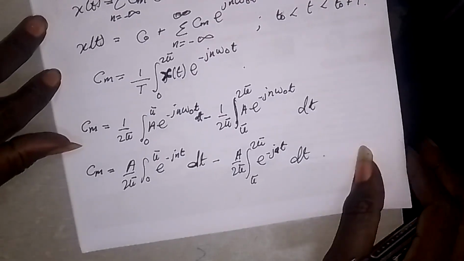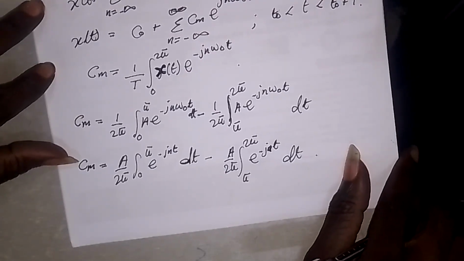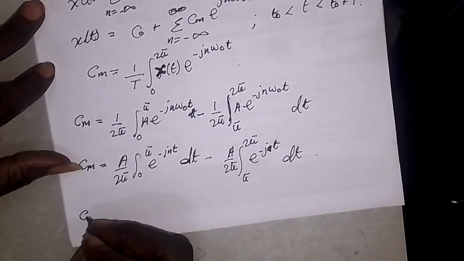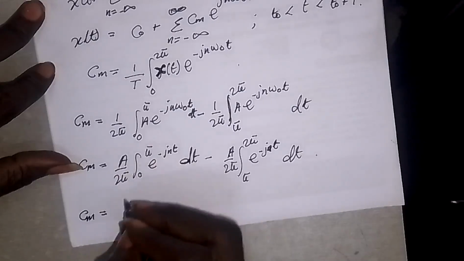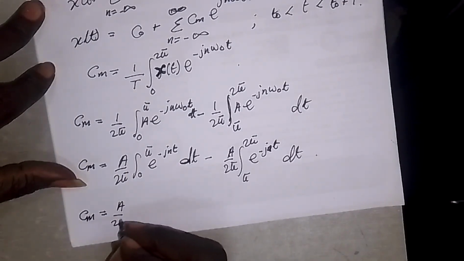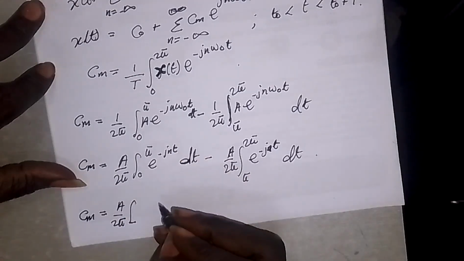Okay, so let's proceed quickly from this particular point where we are. In terms of our differentiation, I'm going to have Cm equals A over 2 pi. A over 2 pi. So if I integrate this, what do I get?